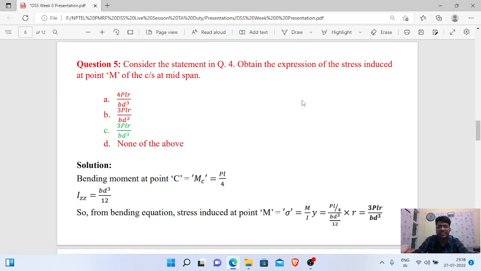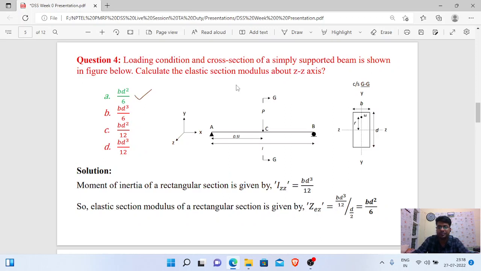Now moving towards the next question. Consider the statement in question 4. Obtain the expression of the stress induced at point M of the cross section at mid span. So what is point M? Here in this figure you can see that this is point M, and the distance of this point from the neutral axis is represented by small r.